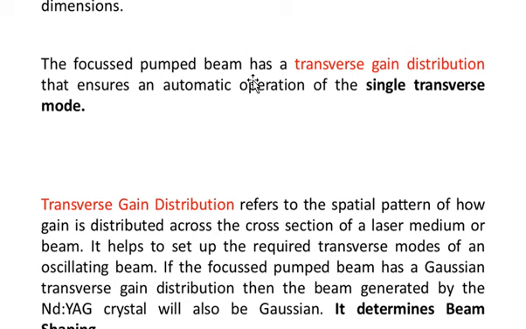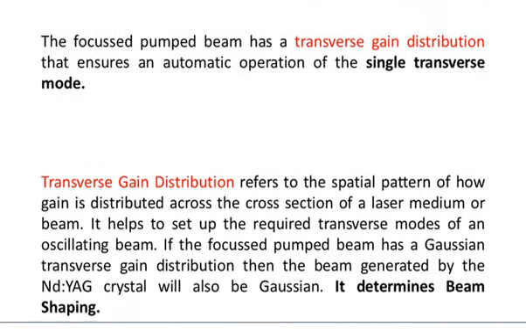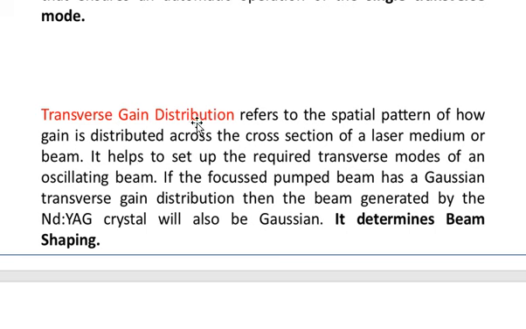The focused pump beam has a transverse gain distribution that ensures an automatic operation of the single transverse mode. So you see that having a pump laser with a specific transverse gain distribution, we can ensure an automatic operation of the single transverse mode. And what is the purpose of this transverse gain distribution of the input beam? The transverse gain distribution is what I am talking about, of the pump beam.